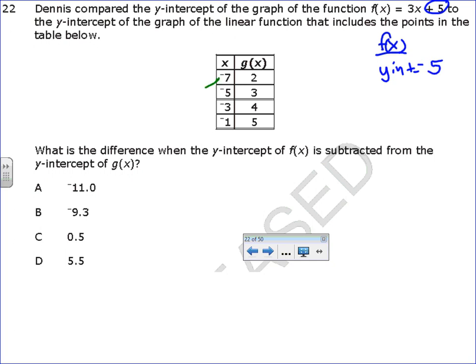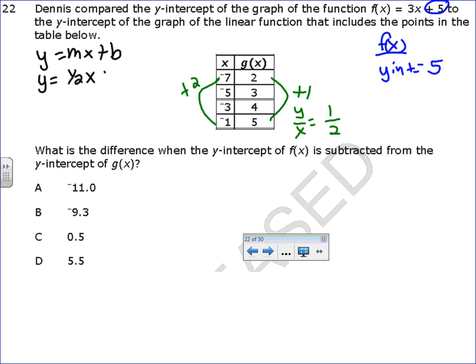So what I notice here is that this side is going up by 2, this side is going up by 1. That means that g of x has a slope of 1/2. They didn't ask for the slope, they asked for the y-intercept. But I'm going to use the slope to find it. So y equals mx plus b, that's my equation. Plug in what I know, which is the slope is 1/2. Now I'm going to plug in 2 points from the table. I'm going to plug in -7 and 2. 2 goes in for the y value, and -7 goes in for the x value.